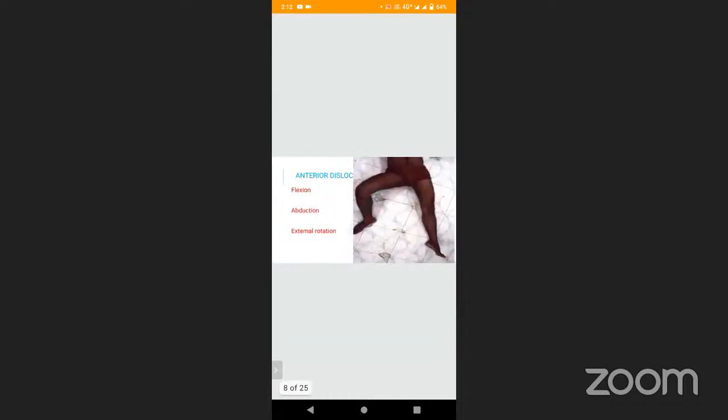Likewise, in anterior dislocation, the deformity is just the reverse. Flexion is the same. There will be flexion, and as you can see in that picture, there will be abduction of the hip and external rotation of the hip. So in anterior dislocation, there will be flexion, abduction, and external rotation of the hip, and pain, swelling, deformity, and numbness will be present.